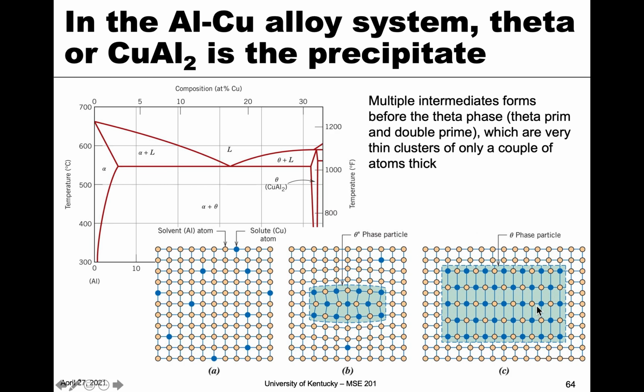And then eventually we'll get to theta particles, which you can see here. They're trying to show that there's a lot of strain in this lattice because the particles are so small. Whereas here, there's less of that strain happening, but we still have a unique phase here as theta.